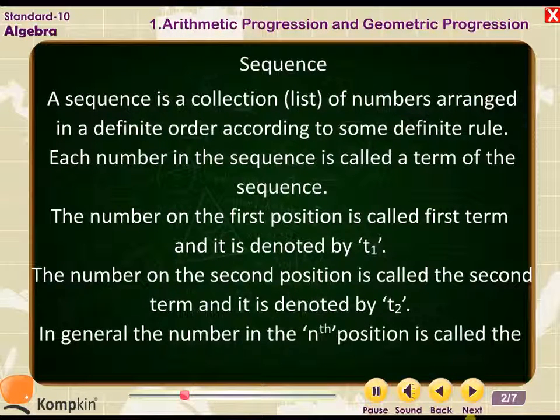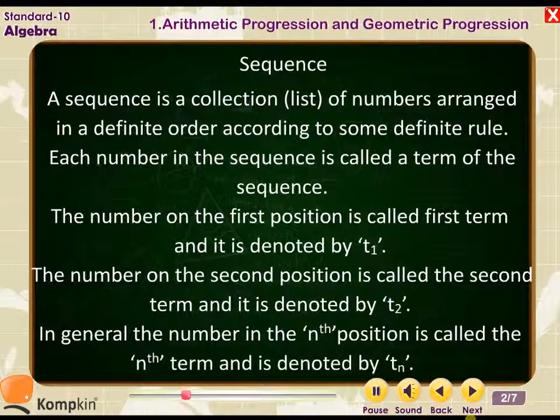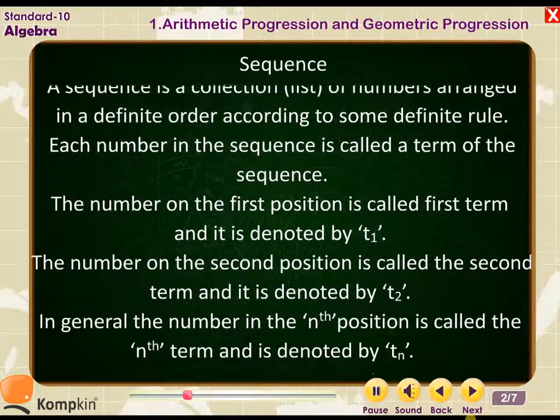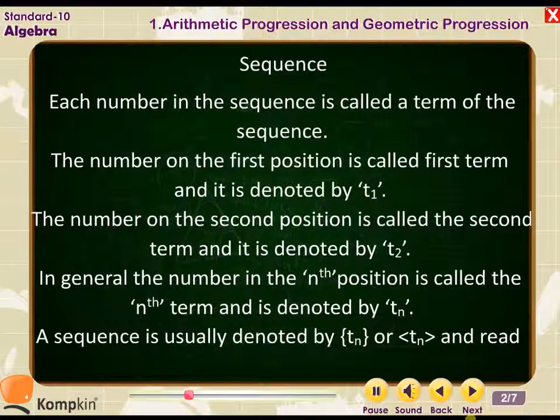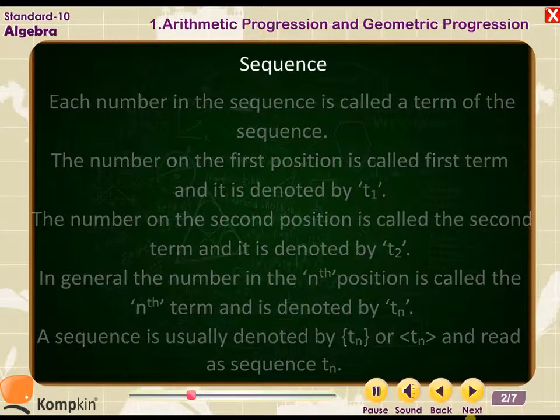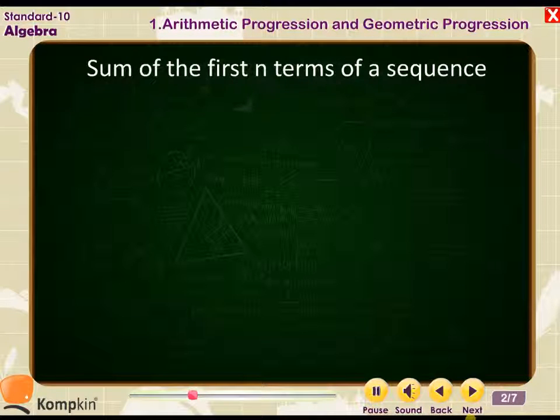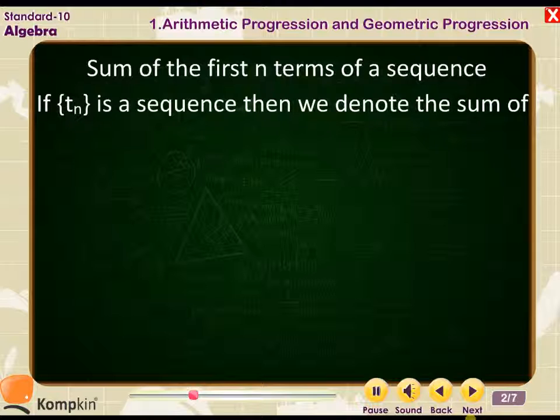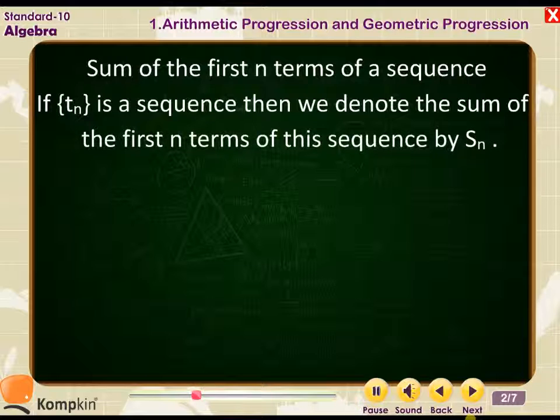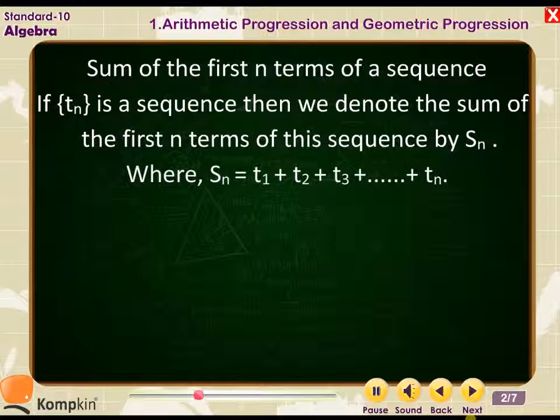In general, the number in the nth position is called the nth term and is denoted by Tn. A sequence is usually denoted by curly bracket Tn and read as sequence Tn. Sum of the first n terms of a sequence. If {Tn} is a sequence, then we denote the sum of the first n terms of this sequence by Sn, where Sn is equal to T1 plus T2 plus T3 plus and so on plus Tn.